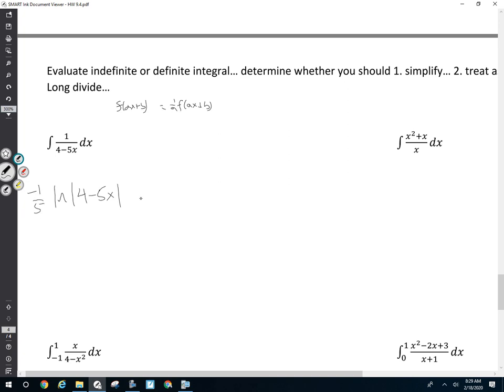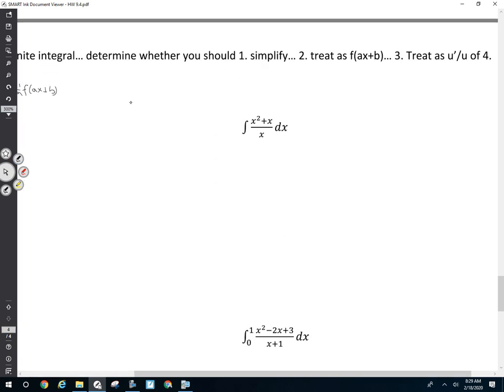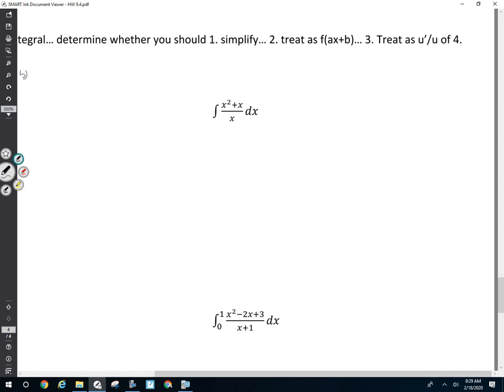So that's an easy one. It's an indefinite integral. I need a c because I'm not subtracting anything. This one, we might be thinking long divide, and that's actually kind of what we're doing. But rather than thinking long divide, just simplify. Divide both of these terms by x. This turns into x plus 1. The antiderivatives would be 1/2 x squared plus x plus c. Don't forget the plus c.